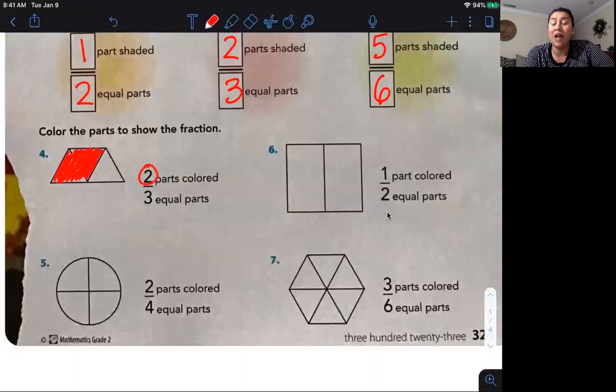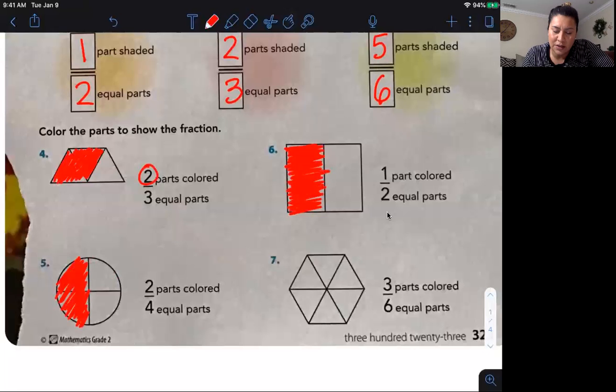Now let's look down below. 2 parts are colored out of 4, so there's 2/4. And you can color it either way. It doesn't really matter. You could do it like this. You can do it like this. All right, 2/4. Next, 3/6. Oh no, I'm skipping. 1/2. That's kind of like the example I did right when we started, right?